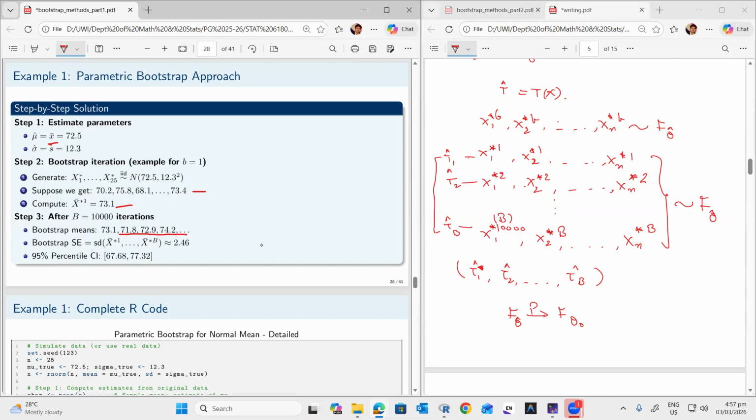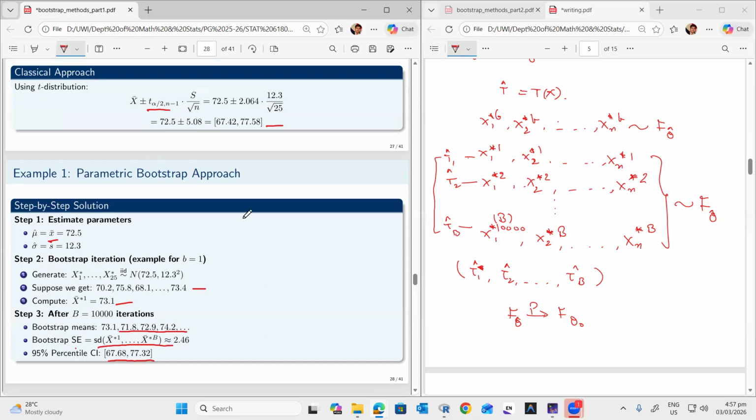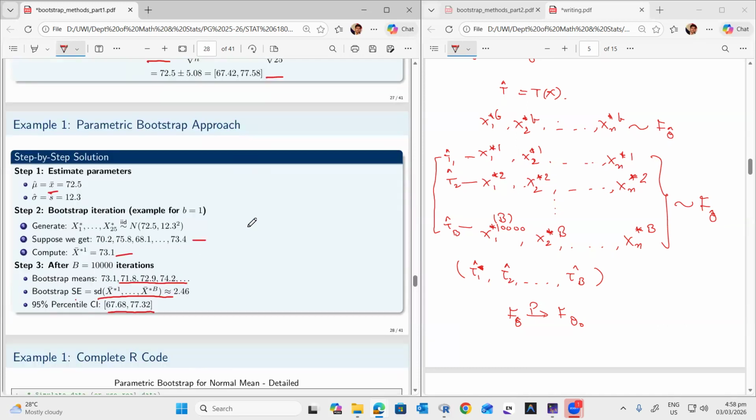Okay, and after that we find the bootstrap standard error of those means, and with the 95% percentile confidence interval, we got the confidence interval 67.68 to 77.32. That is almost similar to what we got from the classical approach. In the classical approach, we got the lower limit 67.42, here we are getting 67.68. The upper confidence limit there was 77.58, here it is 77.32. So here is the R code for that one.